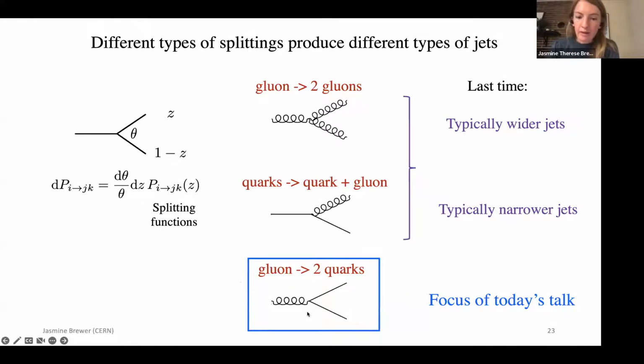And this will be important for what I want to talk about today, which is this particular splitting where you have a gluon that splits to two quarks. I'll try to tell you why that's interesting, but these are essentially the three types of QCD splittings that you can have. So today I'm going to focus on the phenomenology of medium modifying this particular splitting, which is the gluon splitting to two quarks. Make sense so far? Cool.